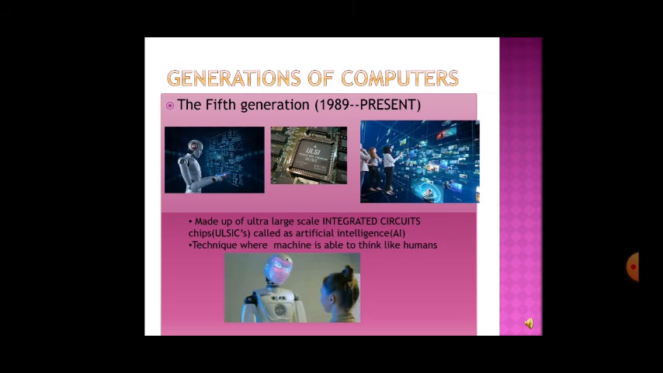Next is the fifth generation, that is 1989 to present. Still it is running. It was developed in 1989 and is made up of ultra large scale integrated circuits, ULSICs, which have higher memory and processing speed. It is called artificial intelligence. Right now we know what artificial intelligence is: a technique where machines are able to think like humans. They are nothing but robots. If we feed instructions to the robots, they will do human things and think like humans, and you can interact with them. This is the era going on today, and this technique has become very popular.